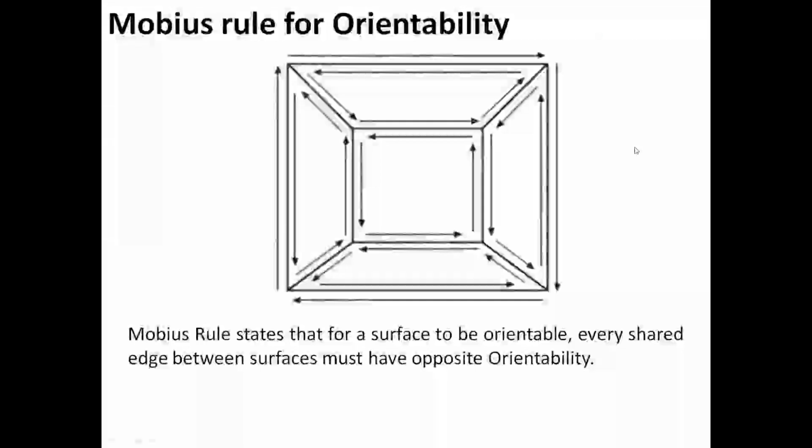So continuing from yesterday's lecture, what we saw yesterday were the various properties of a solid that need to be understood and evaluated while designing a CAD model or while preparing a CAD model. Now, when you develop a CAD model, it is very important that you understand the orientability of the surface. And the Mobius rule is the rule that is generally employed in order to understand the orientability.